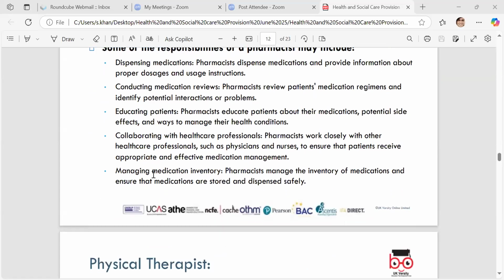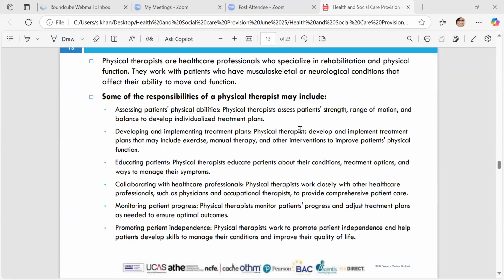Then we have the physical therapist. Now, what does a physical therapist do? Remember, just reading what it says, physical therapist. What do they do? Nancy, what do you think a physical therapist does? They're a physiotherapist, okay? So we refer to them as a physiotherapist.